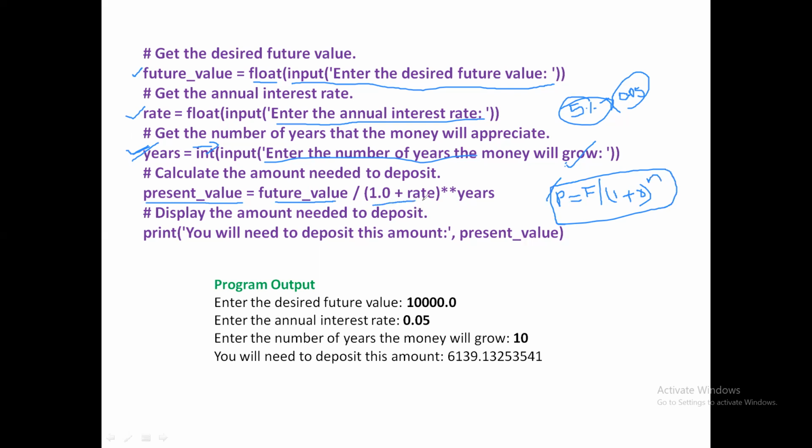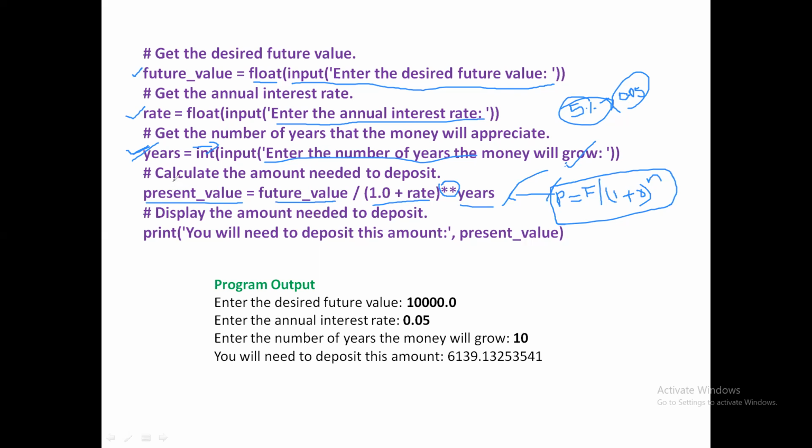And then 1 plus R, because R is now rate, to the power years. Exponent is represented using 2 stars, right? So star star years. This formula is just written like this. Here, why are we using parenthesis? If you do not use parenthesis, it is going to be rate to the power years, so again you will get wrong results. I'll show you how it works later.